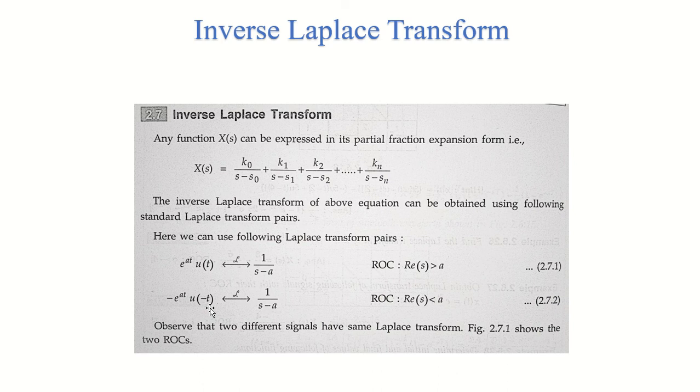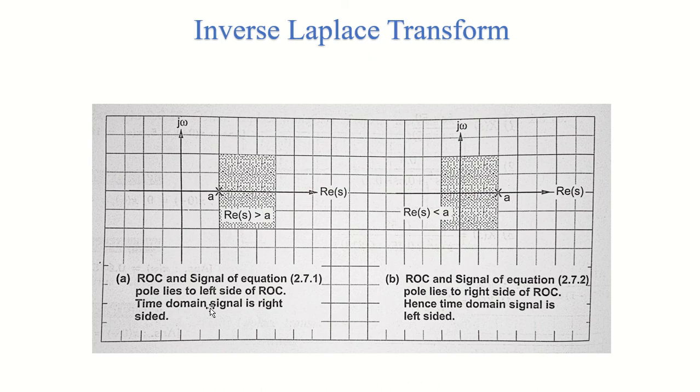So two different signals can have the same Laplace transform, but at the same time they might not have the same ROCs, because if they have the same ROCs, then basically they are the same signals. You can see the same for both of the signals.